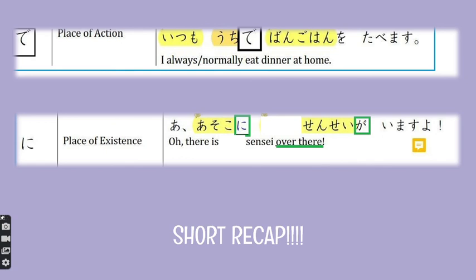So, oh, there is a sensei over there. So you will say it. あそこに先生がいますよ。Why did I use the yo particle? To show emphasis. So you can know more about the yo particle in that video. I'm just focusing on the ni particle in this video. So あそこに先生がいますよ。Now since I have used imasu, the subject of existence is going to be marked by the particle ga. And why did I use the ni? It is because asoko is where sensei is existing, right? So it is the place of existence for sensei. So asoko is going to be marked by the particle ni, the place of existence marker.